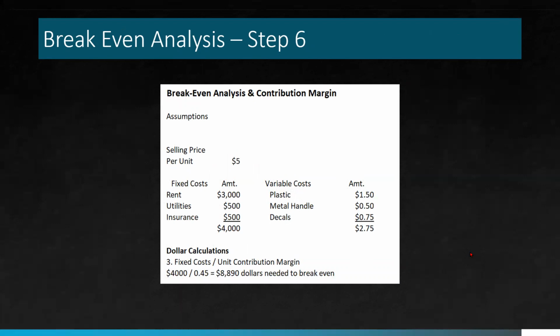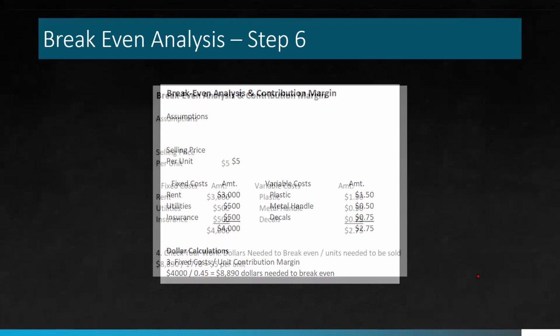So now I take my fixed costs and I divide that by the contribution margin ratio. My fixed costs are $4,000, and I divide that by the 45% that we've just figured out, which means I need to sell $8,890 in order to break even. Remember, that's breaking even, it's not earning a profit.